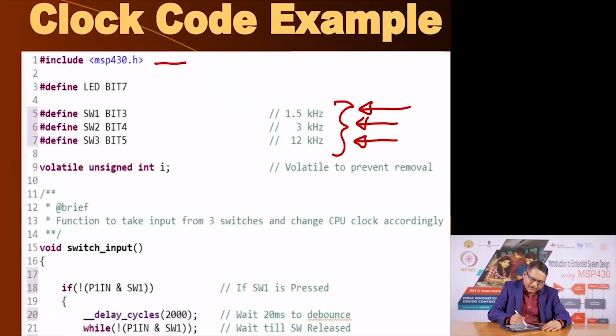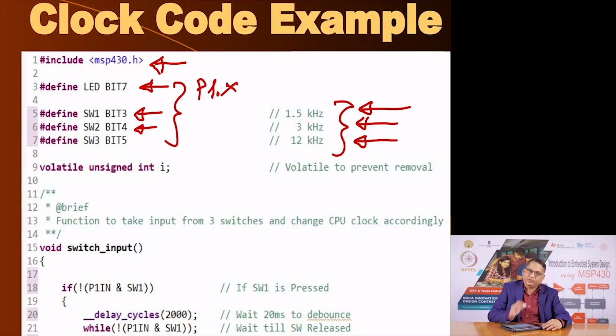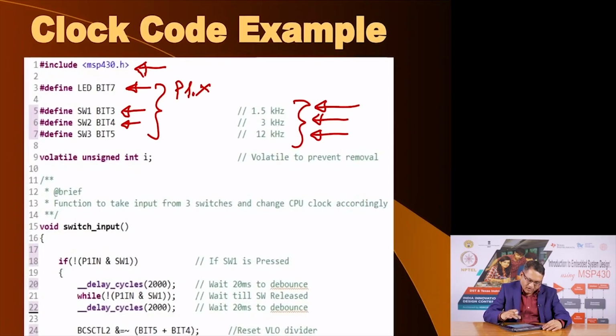At the beginning, as usual, we have included the header file. Then we have defined that we are going to put the LED on bit 7, but bit 7 is not telling the actual port pin. Bit 7 is simply a mask bit, as we have seen. Then we are putting one switch at bit 3, bit 4 and bit 5, and these are all P1.x. So, here it is P1.7, 1.3, 1.4, 1.5, all right.